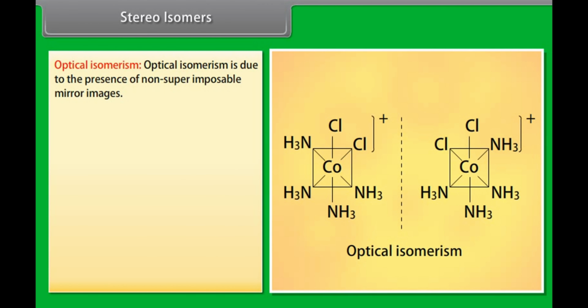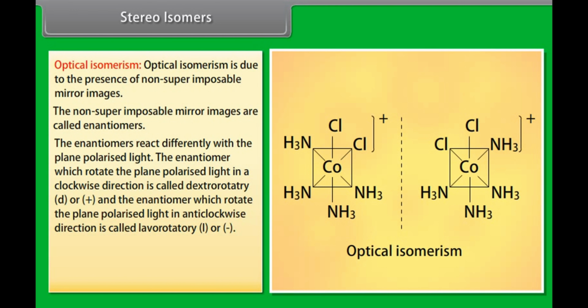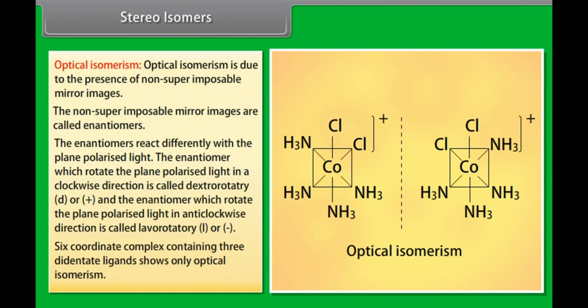Optical isomerism. Optical isomerism is due to the presence of non-superimposable mirror images. The non-superimposable mirror images are called enantiomers. The enantiomers react differently with plane polarized light. The enantiomer which rotates the plane polarized light in a clockwise direction is called dextrorotatory, and the enantiomer which rotates the plane polarized light in anti-clockwise direction is called levorotatory. Six coordinate complex containing three didentate ligands shows only optical isomerism.